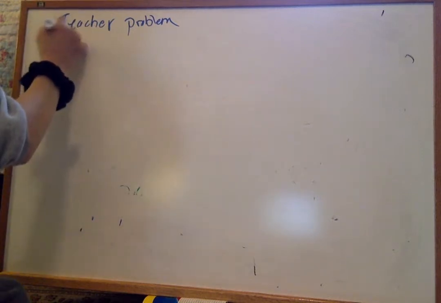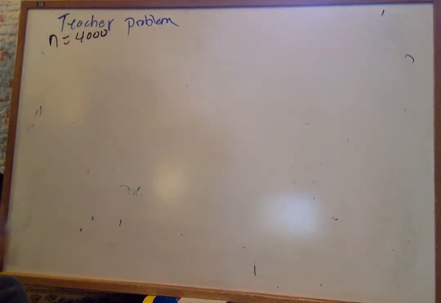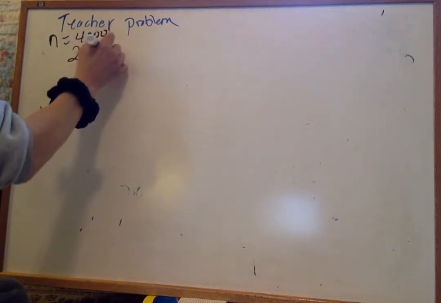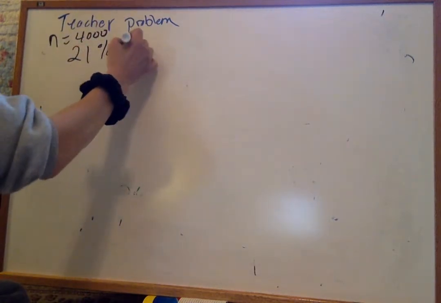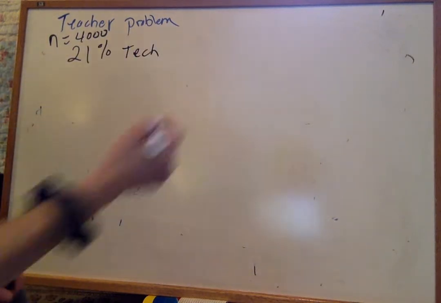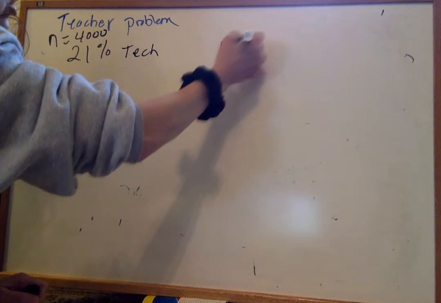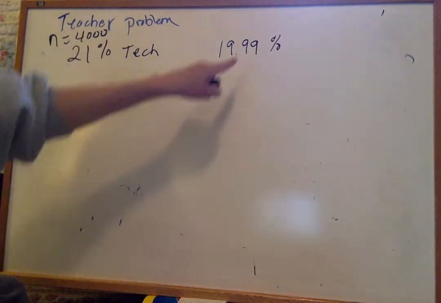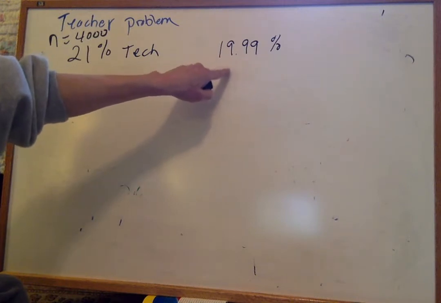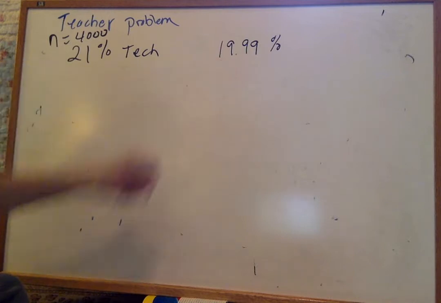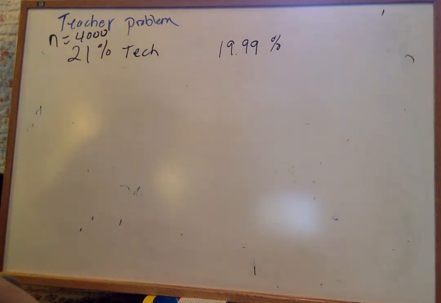So we have 4,000 teachers, and 21% said they needed extra help integrating technology. You can tell I changed something. Please do not round that to 20%. I want to make sure we get to practice the hard thing on the calculator. So please keep it at 19.99%.